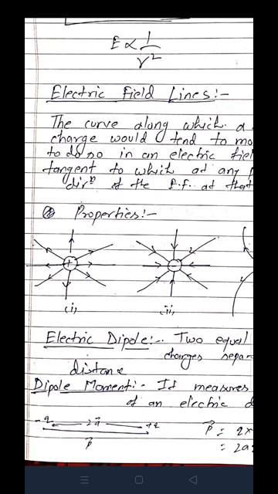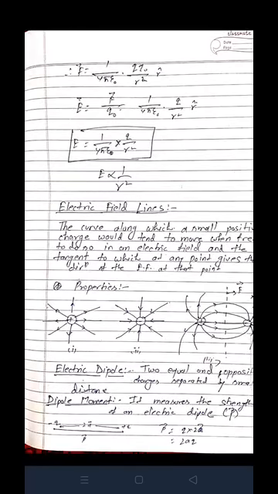Now the dipole moment is always represented by P. How to find the dipole moment? To find the dipole moment of a dipole, we will multiply either charge, plus q or minus q, because both charges are the same, by the distance between them. So it will be q into 2a, that is 2aq, and the dipole moment is a vector quantity because you can see a vector sign over p.